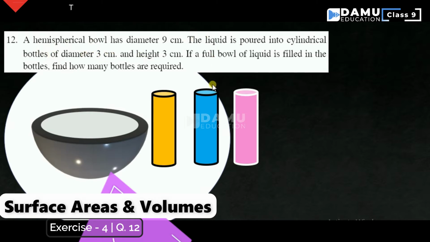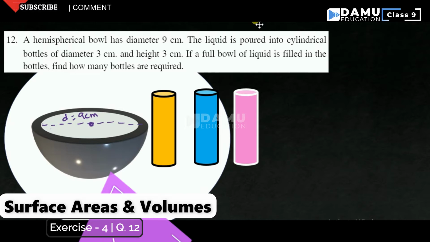Here they are given the diameter of the bowl. So draw this one, this is the diameter. Let's take the center of this point. So the diameter of the bowl is 9 centimeter. After that, they are given that the liquid is poured into cylindrical bottles of diameter.